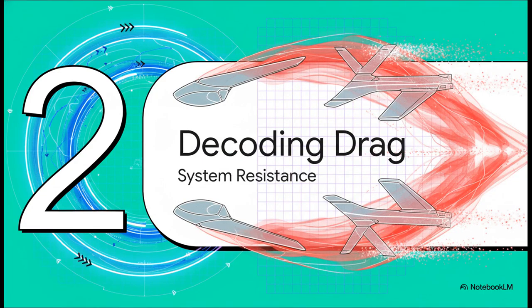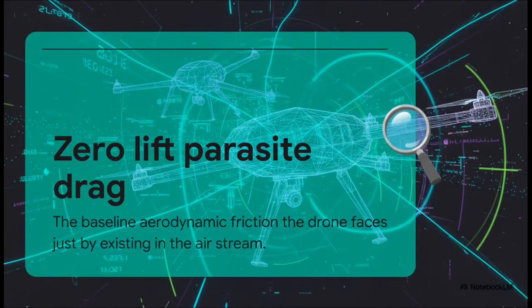Section 2. Decoding the drag matrix, resistance in the system. Moving into the forces actively fighting against us, first up is the zero lift parasite drag coefficient, sitting at 0.0184. To put it simply, even if the drone isn't actively generating lift, the sheer viscosity of the air creates resistance. This number is the baseline aerodynamic friction the drone faces just by existing in the airstream. For the Odyssey, 0.0184 is actually impressively low. It shows the engineers intentionally selected a super sleek fuselage and landing gear profile to minimize wasted energy as it pushes forward.